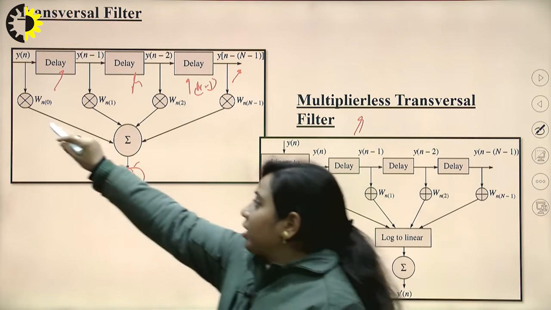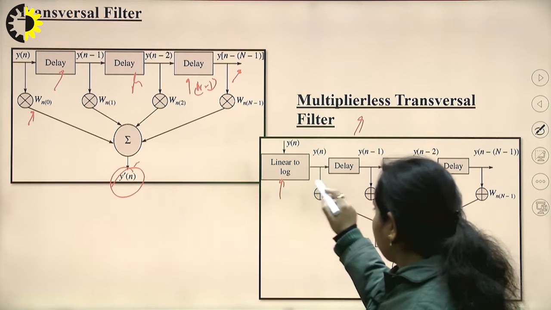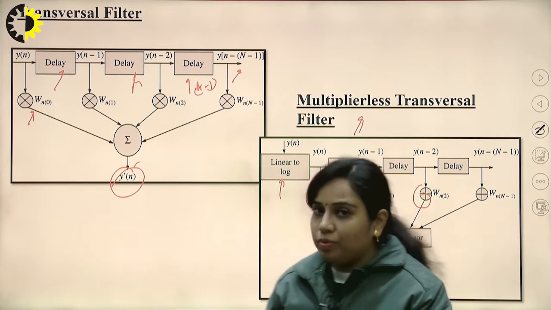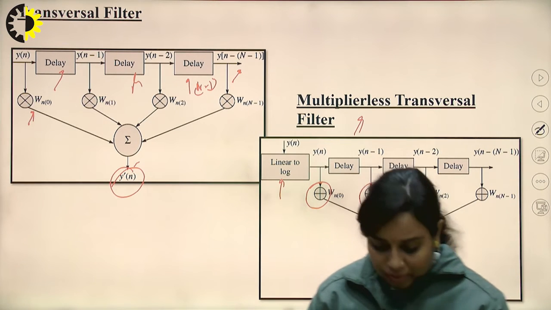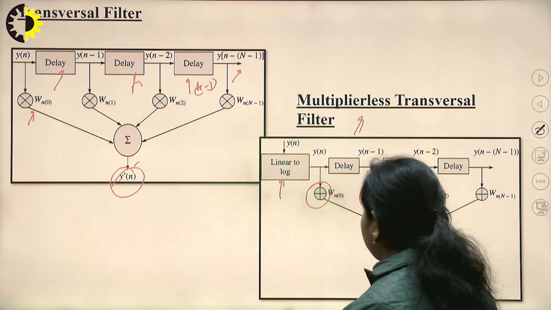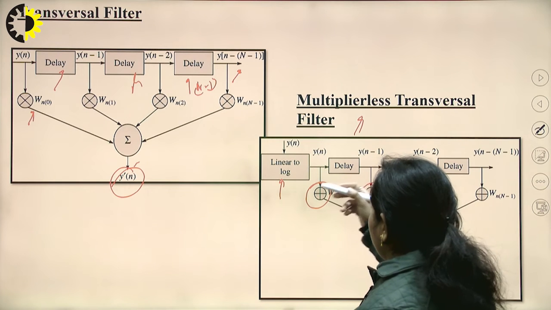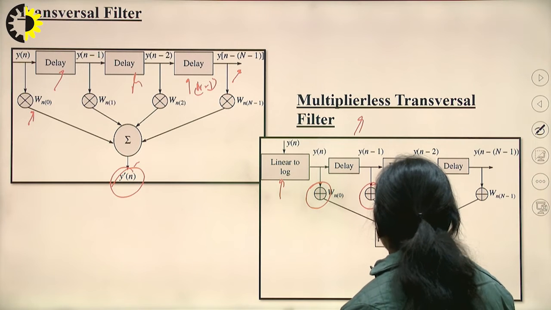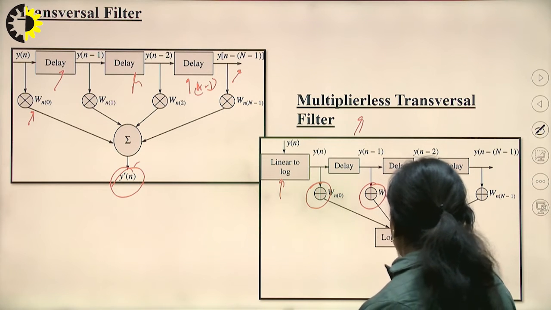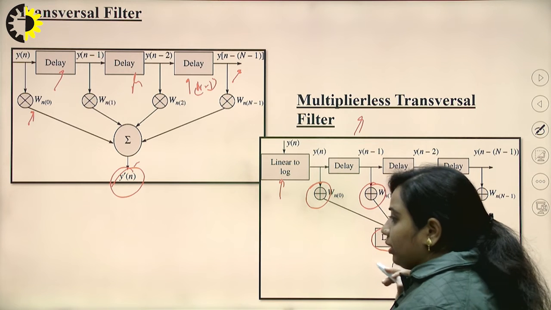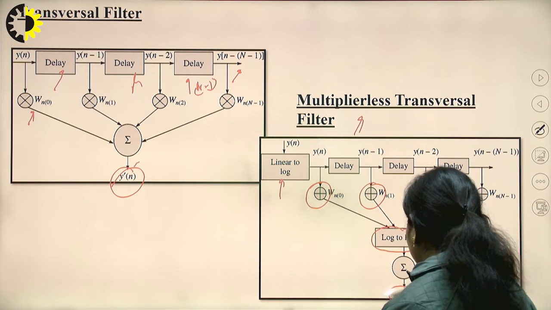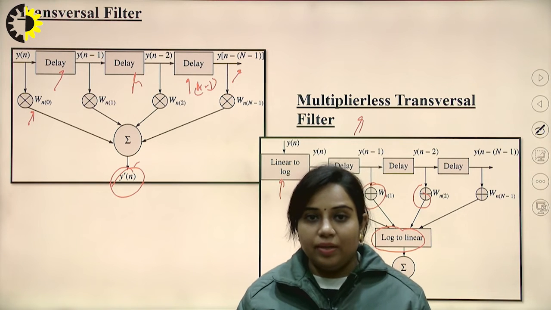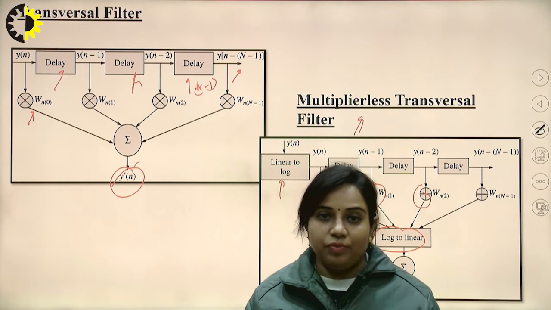Now you can see that here multiplication is used and it is changed to addition. So that's why we have used a logarithmic scale where we are not using any multiplier. So linear to log is there, it is passed through this delay element, and then at the output it is again converted from log to linear value and then summed up together, and then we are getting the y dash n value. So initially we are converting linear to log, and at the end also we are converting linear to log value.